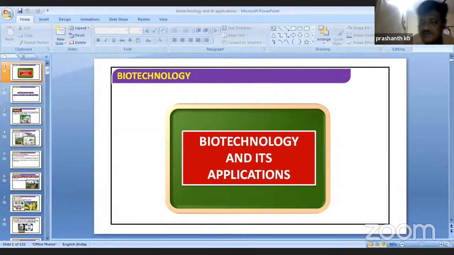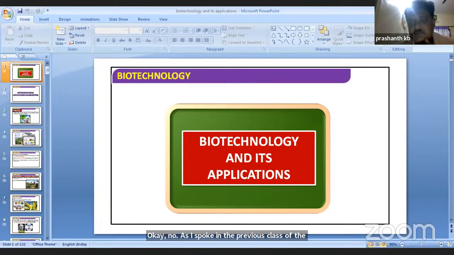So let us start with the application of biotechnology. As I spoke in the previous class, application of this biotechnology is majorly in two fields in your NCERT book. One is in the agriculture field and another one is in the medicinal field. Now, coming to the introduction, what is the use of this biotechnology?